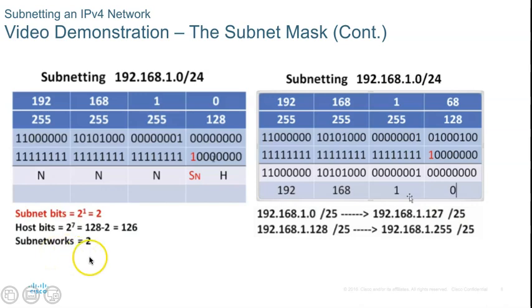Those 2 new networks are going to be 192.168.1.0 and 192.168.1.128. So borrowing a single bit will create 2 networks for you, right?